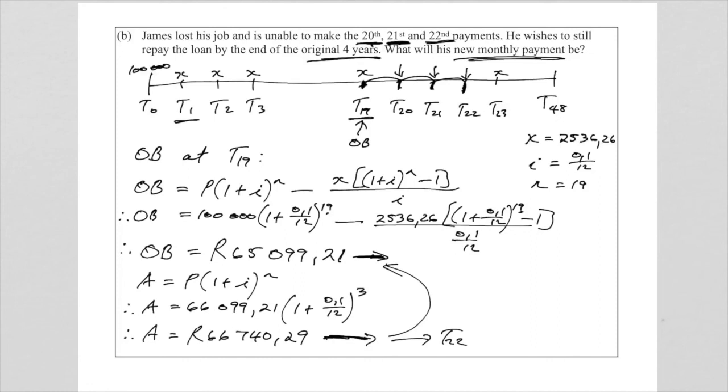So we're now going to start with a brand new calculation on present value. So we're going to look at this amount as our loan. We're going to calculate X, and we still need to determine how many payments he's going to make. So let's do that.